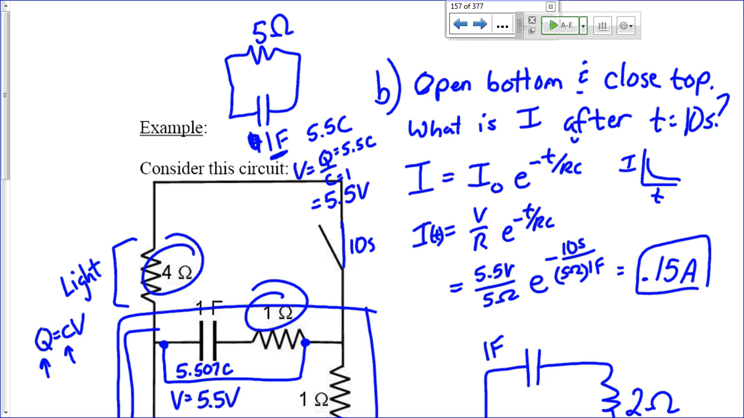That gives us I at 10 seconds. I naught is this current, because I have 5 volts potential on that capacitor. I have a 5 ohm resistor. So that's just Ohm's law, V over R. 5.5 over 5 is I naught. And that is 1 point something. That's 1.1, right?